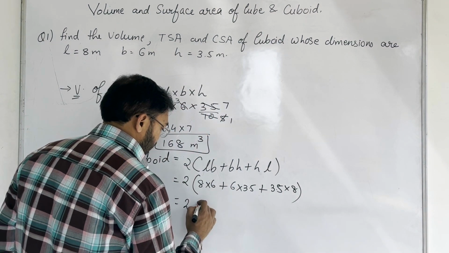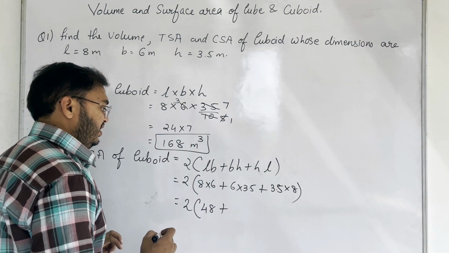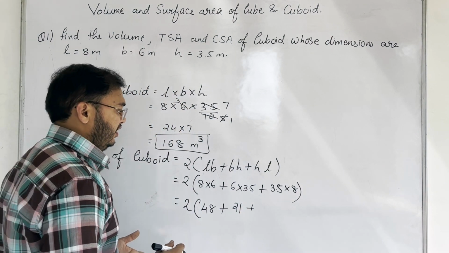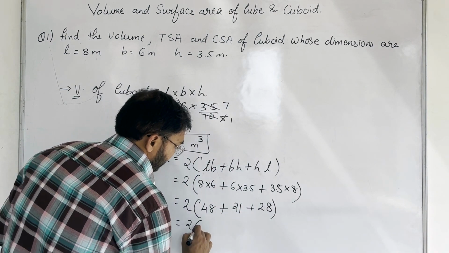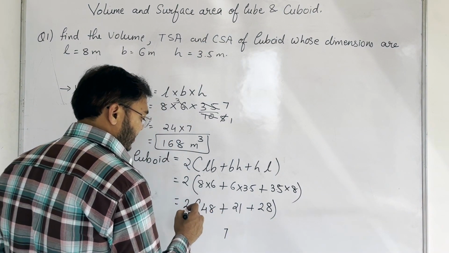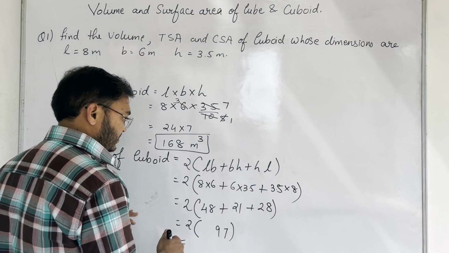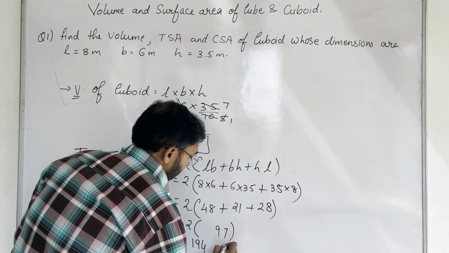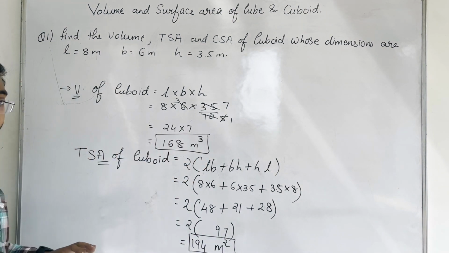So let's do it. That is 2 and 8 6s are 48 plus 6 into 3.5 is 21 plus 3.5 into 8 is 28. Let's add up everything, that is 48 plus 21 plus 28 is 97. Once we do the double, we will get 194 meter, and as we are talking about area, the answer will be square, that is 194 meter square.